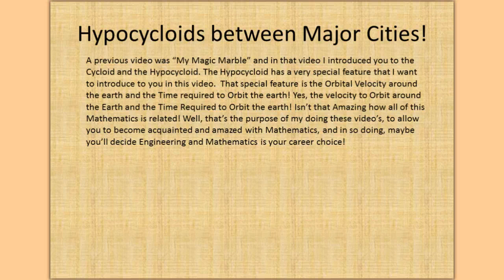A previous video was my magic marble, and in that video I introduced you to the cycloid and the hypocycloid. The hypocycloid has a very special feature that I want to introduce in this video: the orbital velocity around the Earth and the time required to orbit the Earth. Isn't it amazing how all of this mathematics is related?